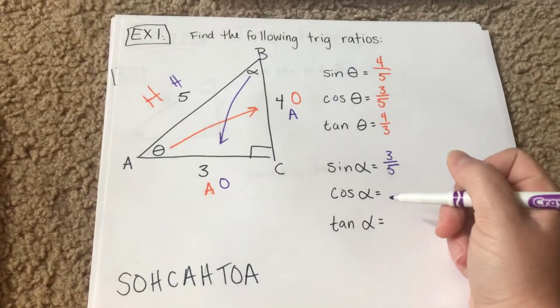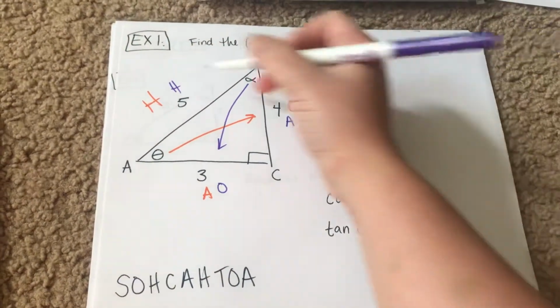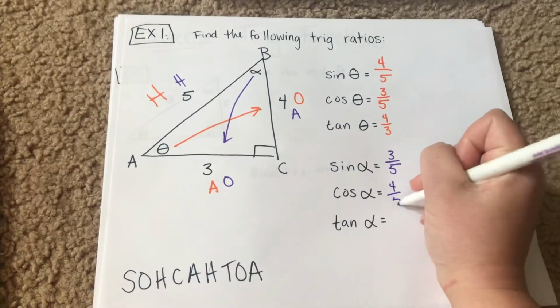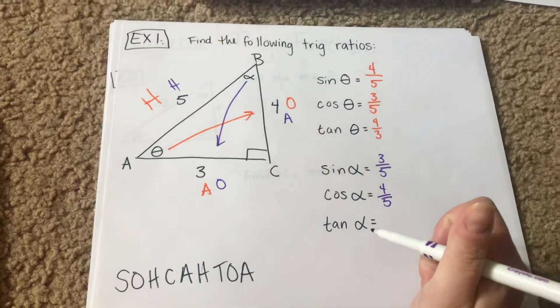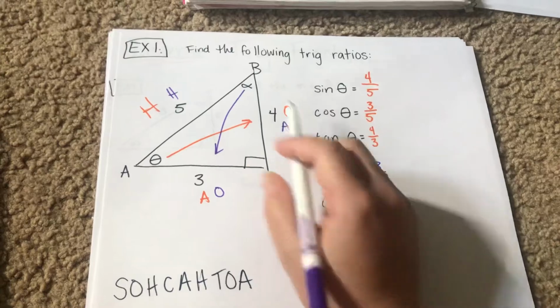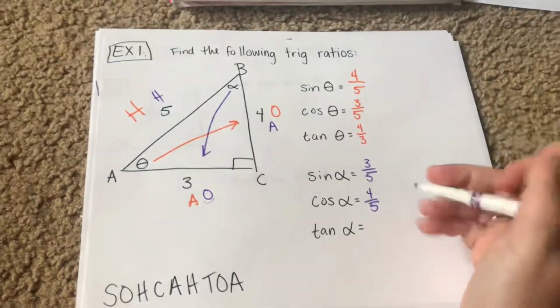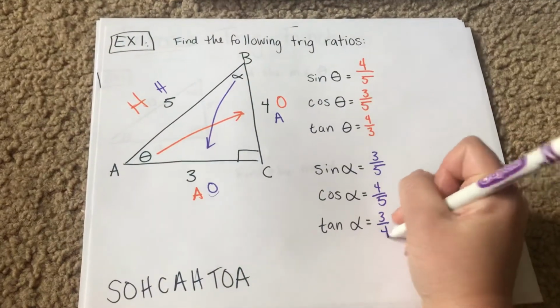Then we have cosine of alpha. Cosine is adjacent over hypotenuse. So I look and I have 4 over 5. And then if we're looking for tangent of alpha, tangent is opposite over adjacent. So I look at my purple ones and I have opposite is 3 and adjacent is 4. So I end up with 3 over 4.